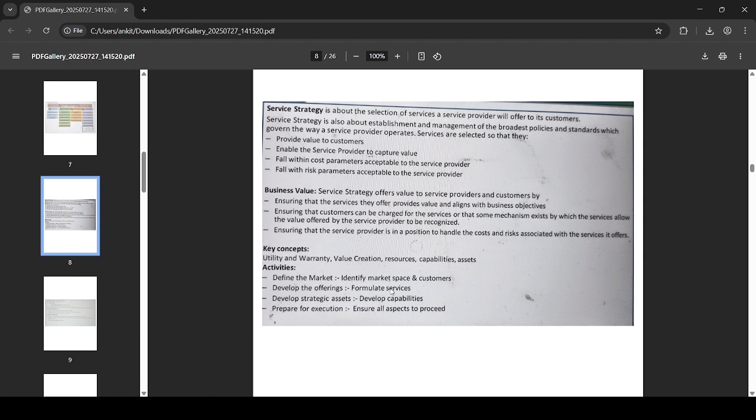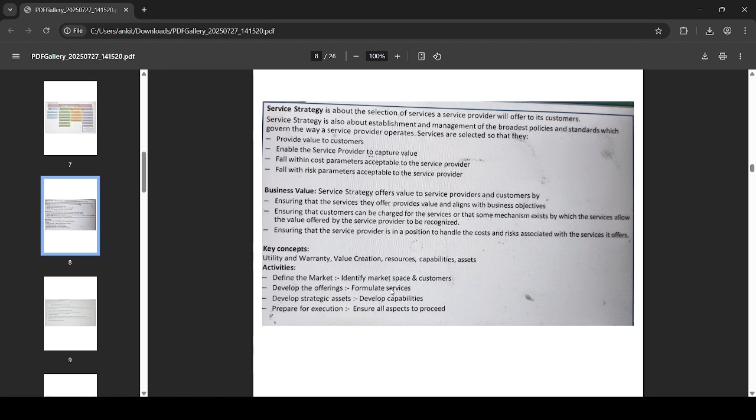The service strategy is also about the establishment and management of the product policies. So some of the policies also get attached with the service strategy. So the service provider will provide the best policies and standards to the customers. Business value: service strategy offers value to the service providers and customers by ensuring that the services they offer provide value and align with the business objective.